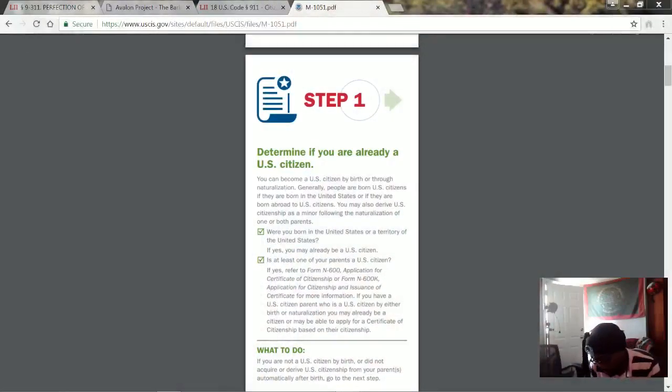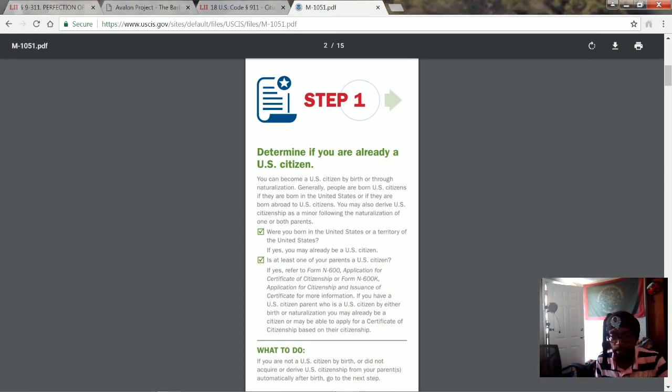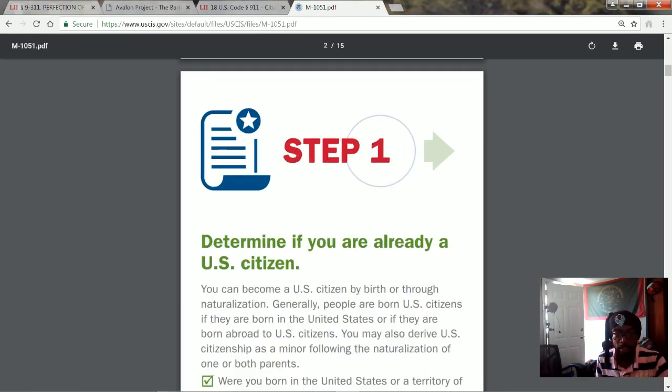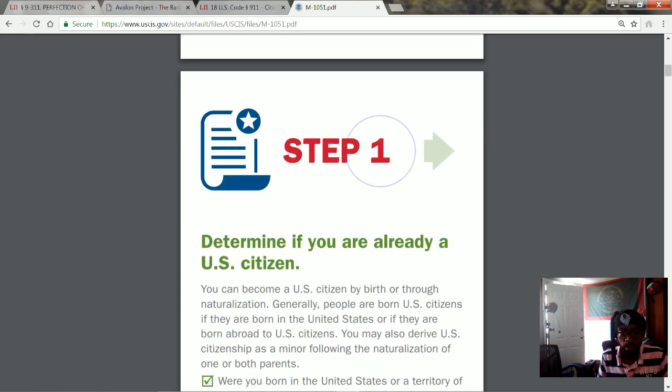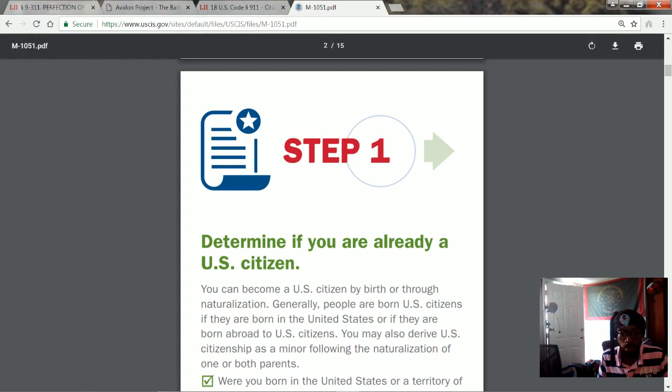Step one. All right. You're going to rock out with me, y'all. Step one. Determine if you are already a U.S. citizen. You can become a U.S. citizen by birth or through naturalization. Generally, people are born U.S. citizens if they are born in the United States or if they are born abroad to U.S. citizens. You may also derive U.S. citizenship as a minor following the naturalization of one or both parents.